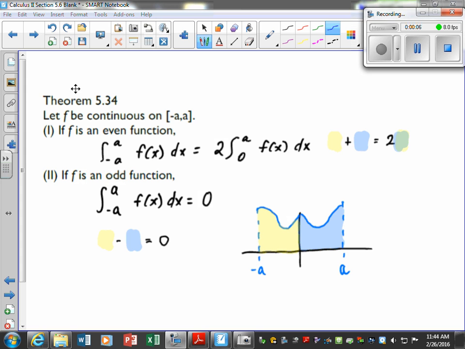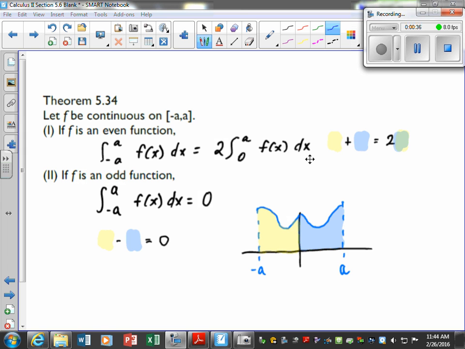So, Theorem 5.34. If f is continuous on negative a to a, and I try to draw a picture down here, like I said, don't judge my sketches. I know they're terrible, but these are going to be the same. That's the same curve. It's symmetric. If it's an even function from negative a to a, then the integral of f of x dx is going to be 2 times the integral evaluated from 0 to a of f of x dx.